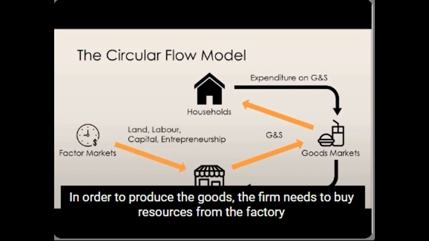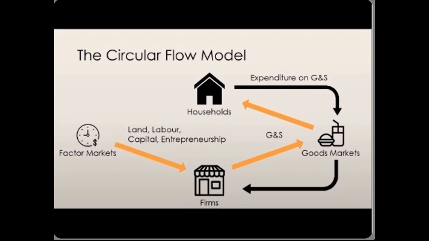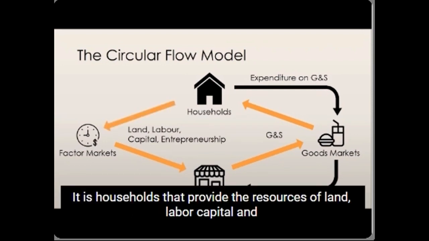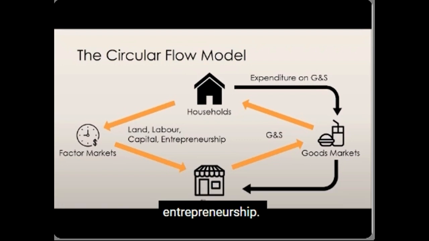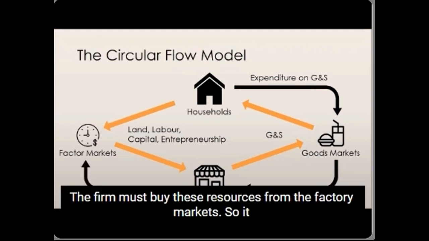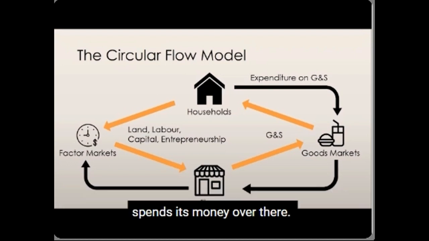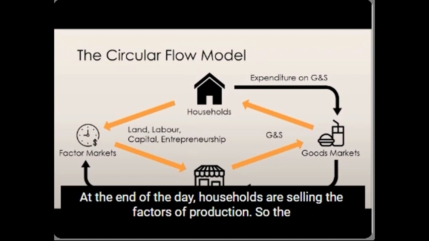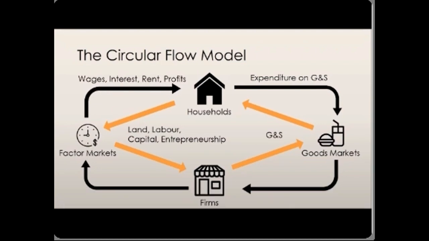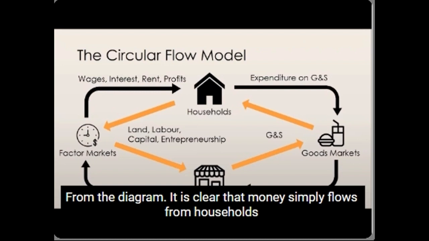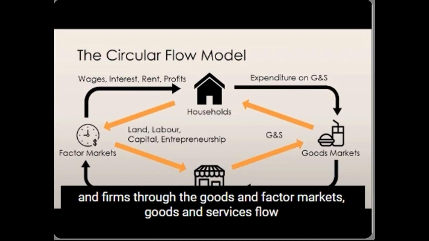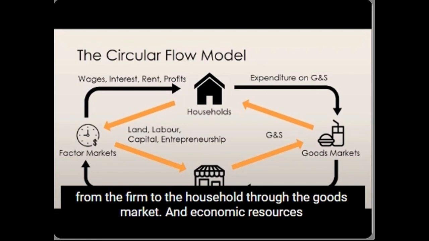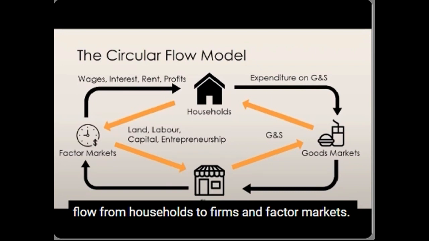In order to produce the goods, the firm needs to buy resources from the factor markets. It is households that provide the resources of land, labor, capital, and entrepreneurship. The firm must buy these resources from the factor markets, so it spends its money over there. At the end of the day, households are selling the factors of production, so the money goes back to them. From the diagram, it is clear that money simply flows from households and firms through the goods and factor markets. Goods and services flow from the firm to the household through the goods market, and economic resources flow from households to firms in factor markets.